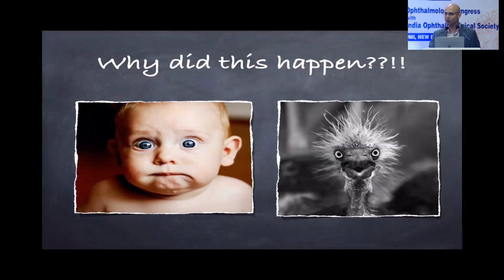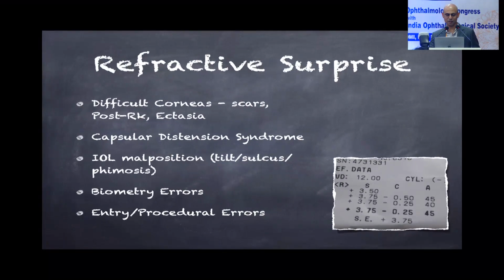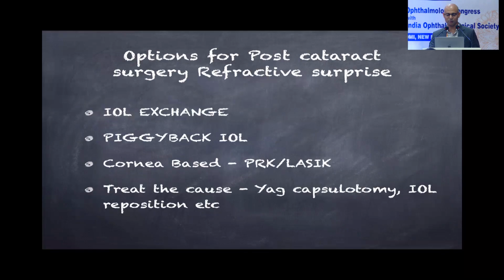If it does happen, then you need to figure out why it happened, and then you need to look at everything. Could it be because of a scar, or is it because of irregular cornea? Is there possibility of a capsular distension, IOL malposition? Was it a biometry error? So you need to go back and look at everything. If necessary, repeat the biometry and see where things went wrong. And then you have to think about how you want to deal with it, whether you want to change the lens or do a piggyback lens or do some sort of a cornea-based procedure like an ablative refractive surgery.